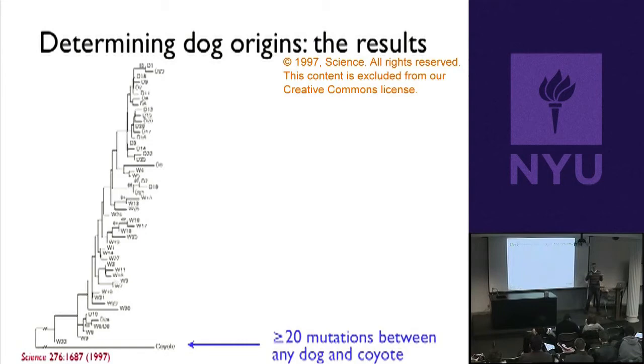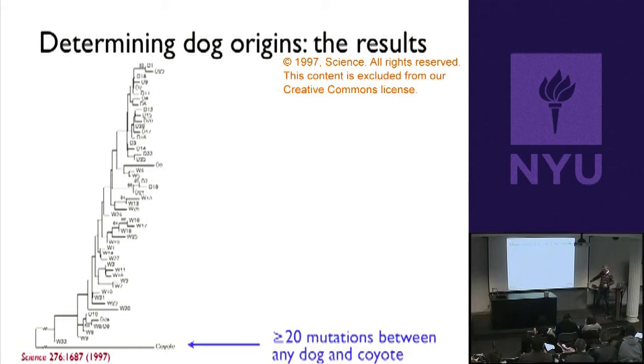Okay, so that by itself, and you can see on the rest of the tree, we have D's and W's. So the dogs and wolves are all up here, and any one of those is very different from a coyote. Okay, and the same is true of jackals. So the point is that result by itself pretty much says that the wolf is the ancestor of modern dogs, and it wasn't the coyote, and it wasn't the jackal, because you get a very similar result from the jackal.